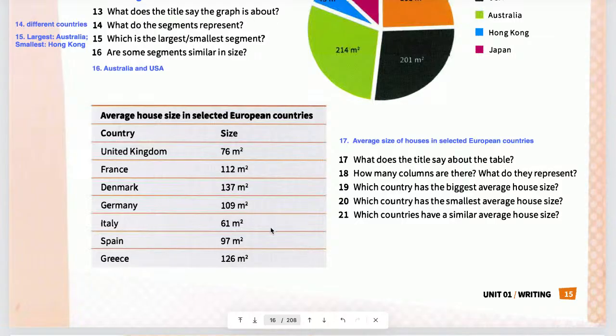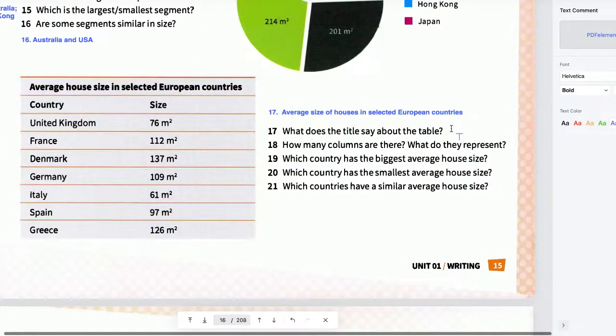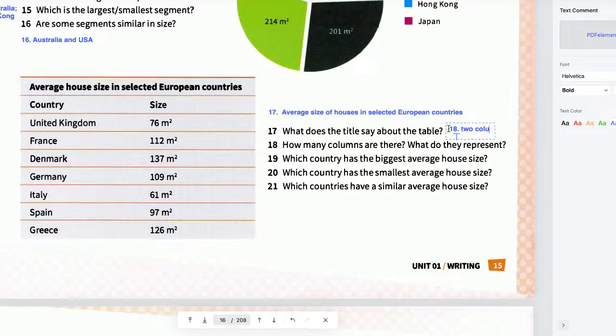And how about the other column? What does it represent? Yes, it represents the size, or the average size of houses in those particular countries. So we have 2 columns, and they represent country and size. So you can answer like that. Just write or mark something somewhere. You can say 2 columns, and it mentioned country and also size.